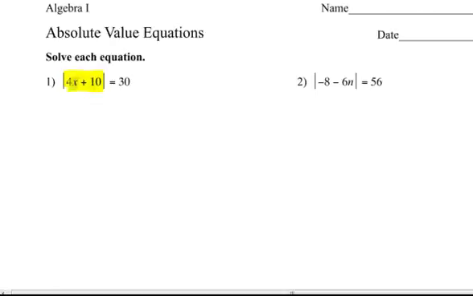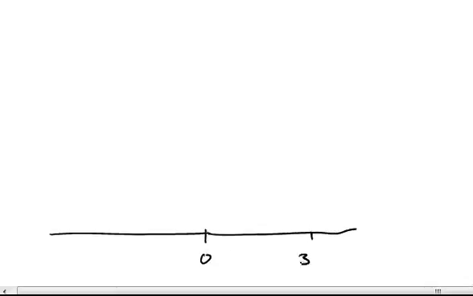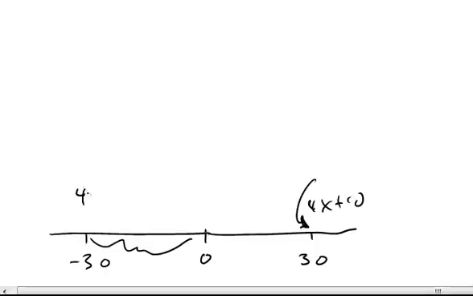some number whose distance away from 0 is 30. So on the number line, if you think about it, I know 30 is a distance of 30 from 0, and also negative 30 has a distance of 30. So that means that whatever's inside the absolute value lines, 4x plus 10, can either be here, or 4x plus 10 can be here.